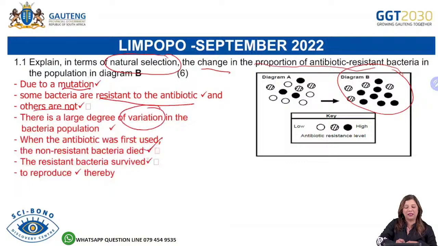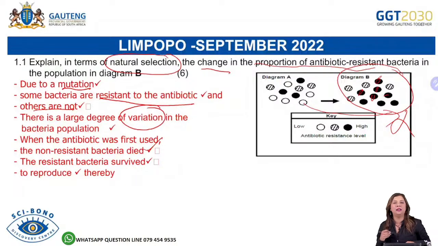The non-resistant bacteria died. Can you see? Because here, there is nothing here of the resistant bacteria. The resistant bacteria survived. There, the black dots are there. They survived. So yes, we can see it in the picture, but we must write. We must write every single thing that happens in the diagram. Not just one word answers. Explain the point. The resistant bacteria survived.